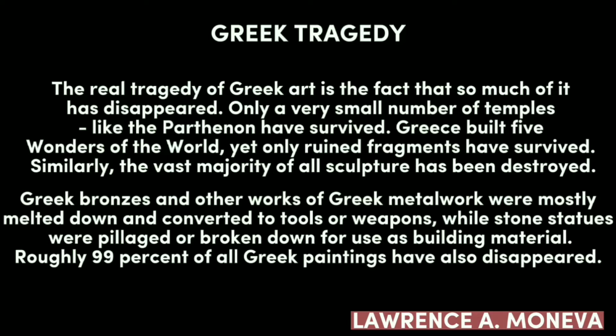Greek bronzes and other works of Greek metalwork were mostly melted down and converted to tools or weapons, while stone statues were pillaged or broken down for use as building material. Roughly 99% of all Greek paintings have also disappeared.